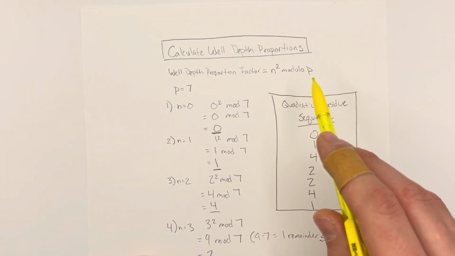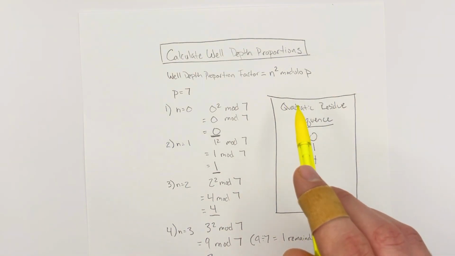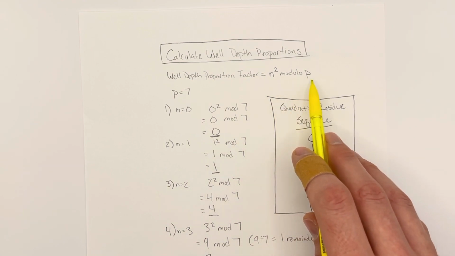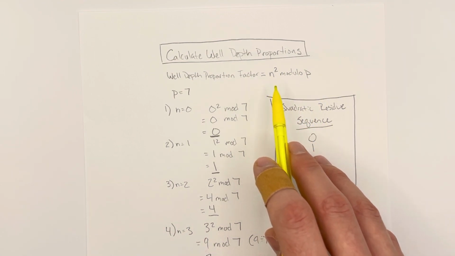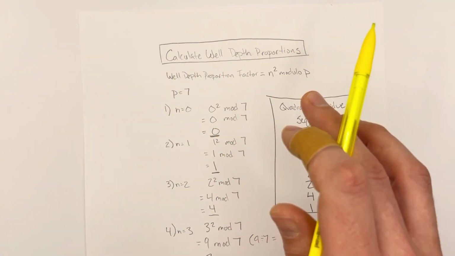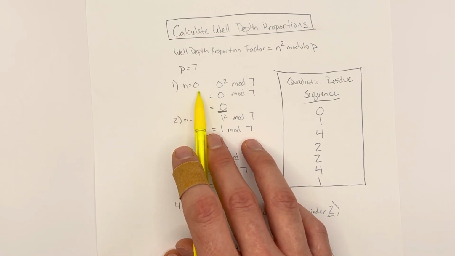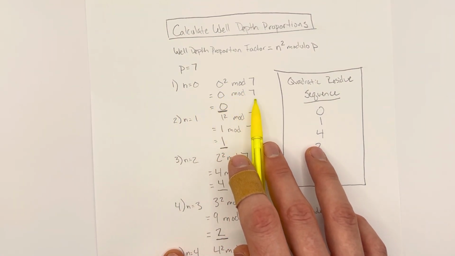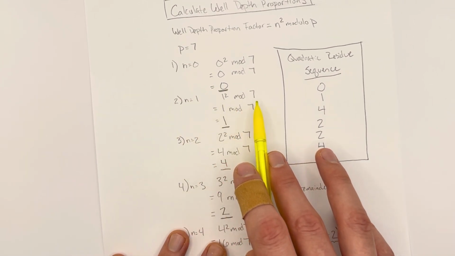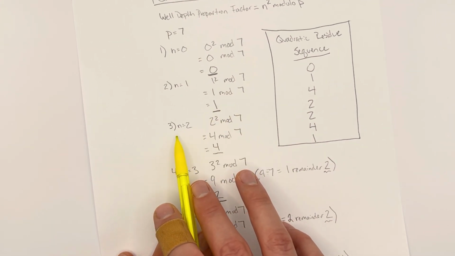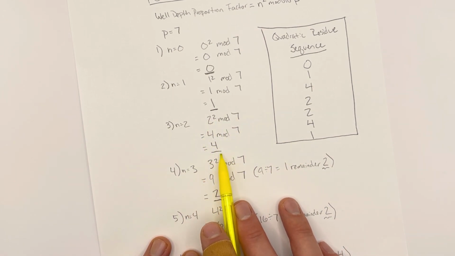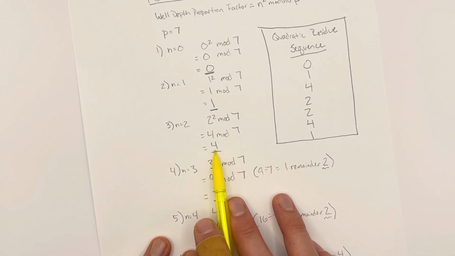So modulo is basically finding the remainder after doing division. If we had 10 modulo 7, 7 can go into 10 once and the remainder is 3. So this well depth proportion factor would be 3 in that case. Let's start off with n equals 0. 0 squared is 0, mod 7 it's going to be 0. For n equals 1, 1 squared mod 7 is going to be 1. For n equals 2, 2 squared is 4, so the well depth proportion factor is 4.